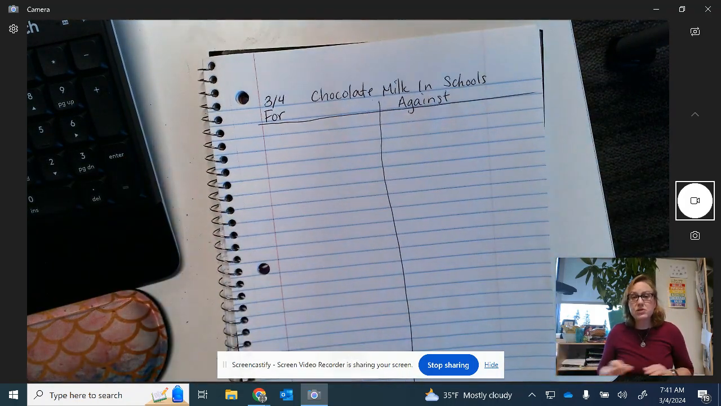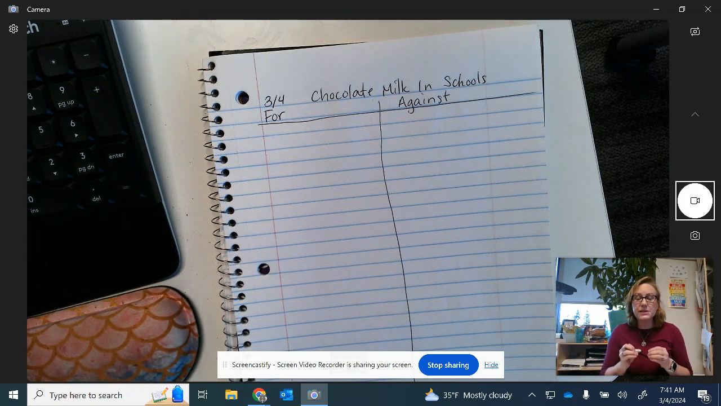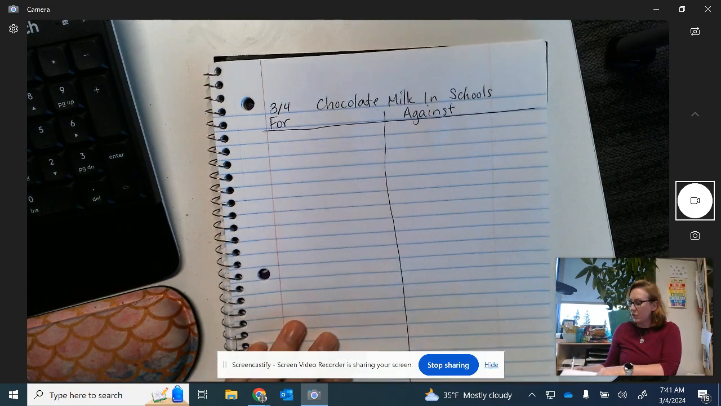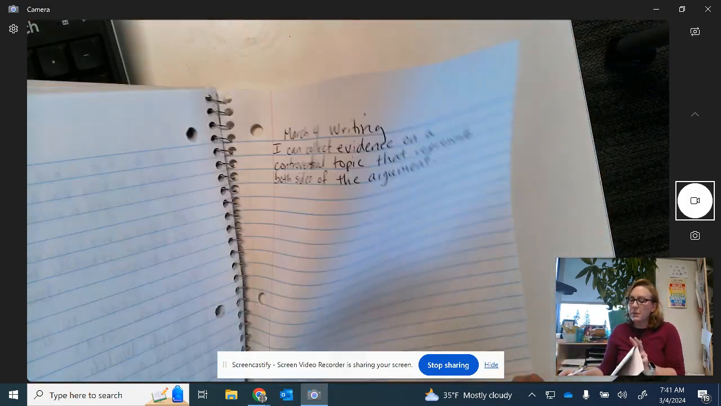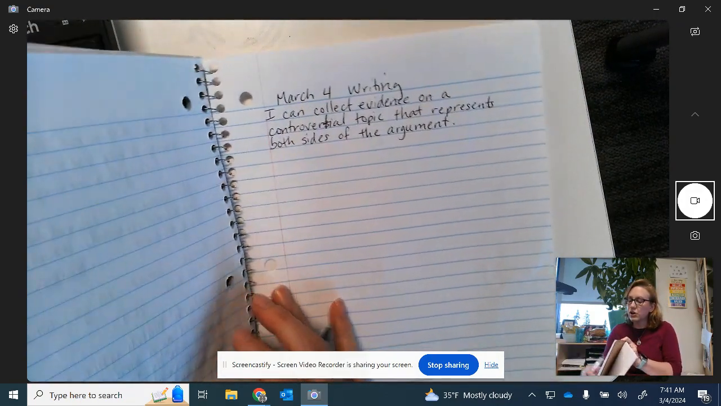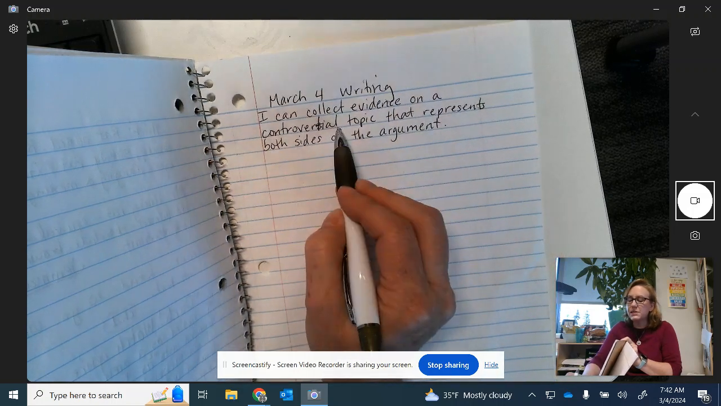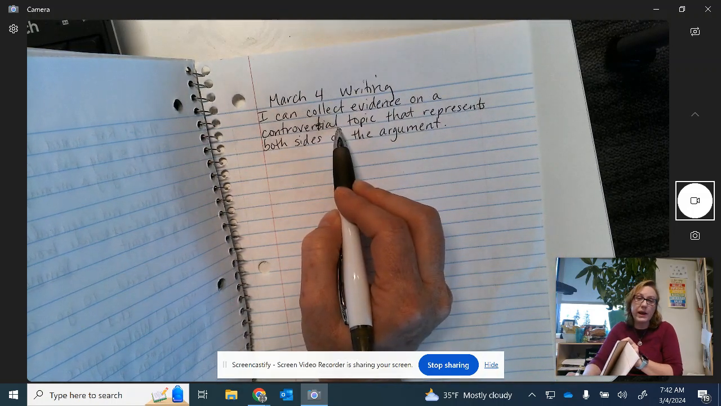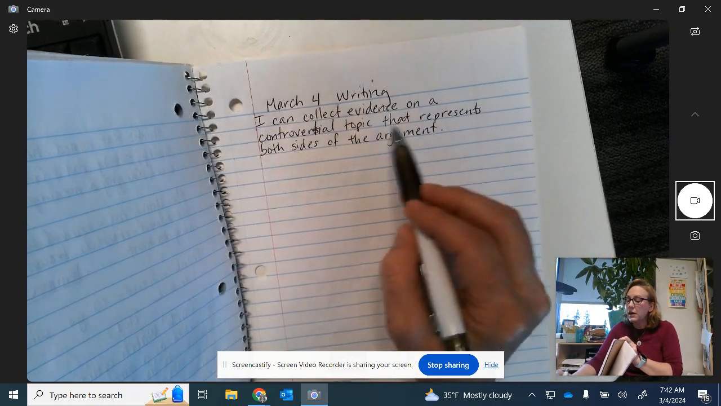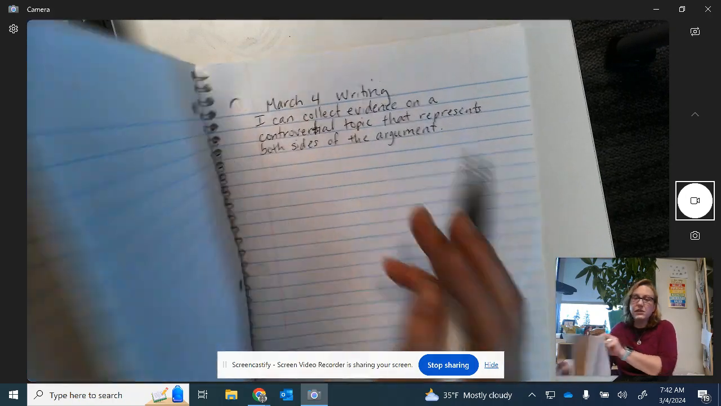So you might have some strong feelings about this already. Here's what's really important when you start looking for evidence and looking for information. It's really important as a reader and a writer to look at both sides of the issue. This is what I'm talking about with the learning objective: I can collect evidence on a controversial topic. Controversial means that people believe strongly one way and some people believe another way. That represents both sides of the argument.